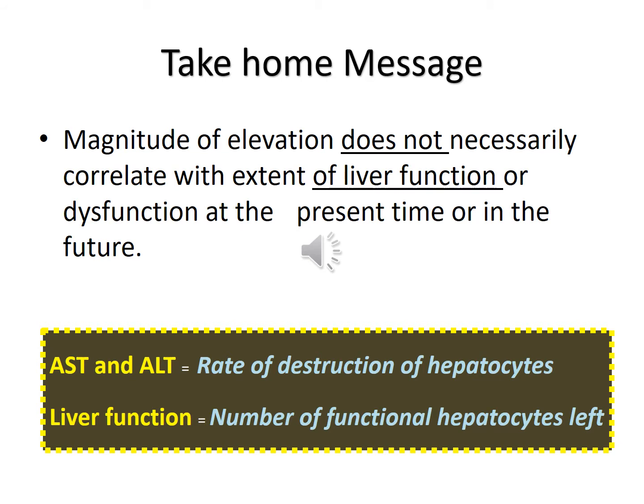To understand, you should note that AST and ALT are intracellular enzymes; when raised in circulation, they denote the rate of destruction of hepatocytes. Meanwhile, liver function depends on the number of functional hepatocytes left intact in the liver.